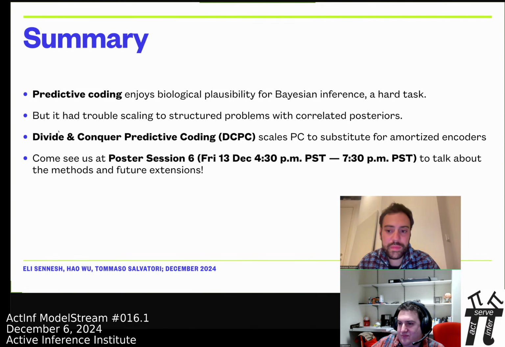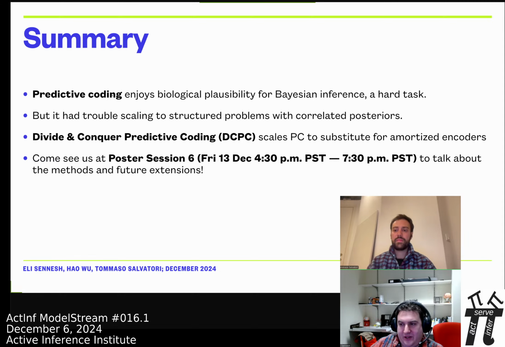But broadly, the idea here is that predictive coding as a theory enjoys biological plausibility for approximate Bayesian inference, which is actually this really hard task. Like, in the deep learning world, people use all of these awkward neural network arrangements to try and amortize inference. And then the people who are real purists are just doing Markov chain Monte Carlo because amortized inference isn't good enough for them. And to be fair, it's often not very good if you don't structure your amortized posterior just so.